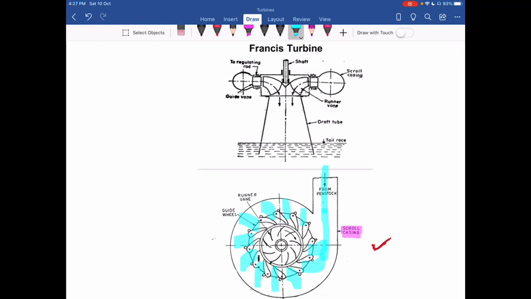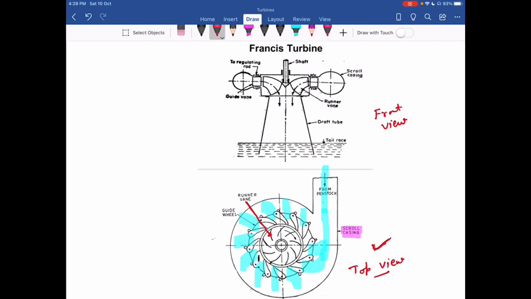Okay. So after the guide blades, it goes to the runner blades. So in between, these are the runner blades I have. Okay. So then water goes to the runner blades, and after that it goes to the outlet, and at the outlet we have the draft tube. Okay. Now this is the top view I have. This one is the top view. Okay. Now this is the front view of the turbine.